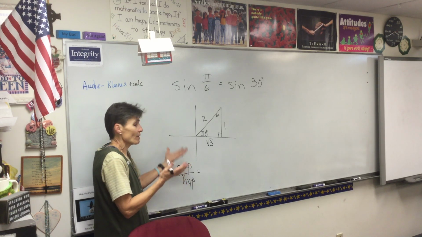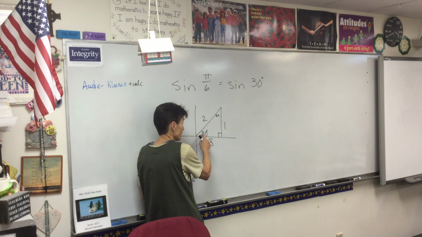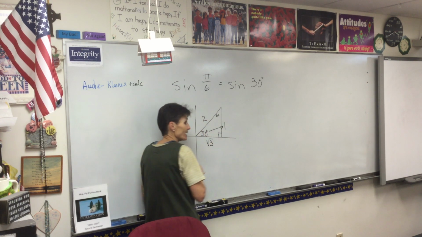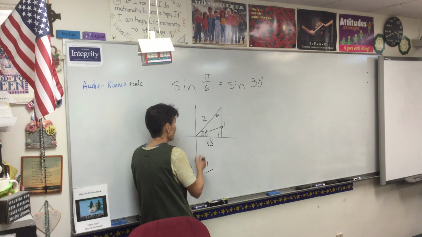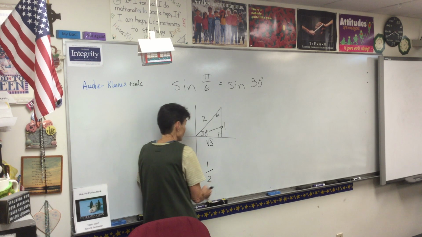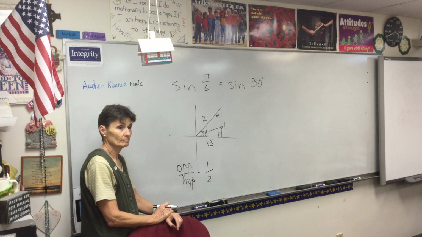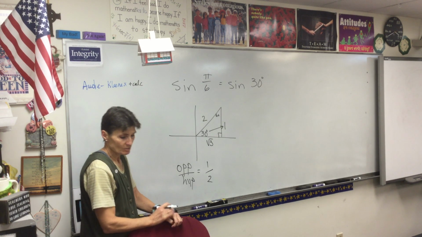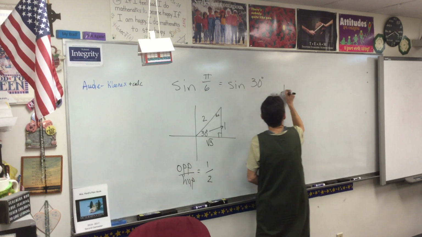Shoot. If we know that, we're done. Opposite over hypotenuse. Here's your 30. The opposite side is 1. And the hypotenuse is 2. So the answer to the problem is 1/2. Isn't that amazing? You did that without a calculator. Let's try the next one. The tangent of pi over 4.